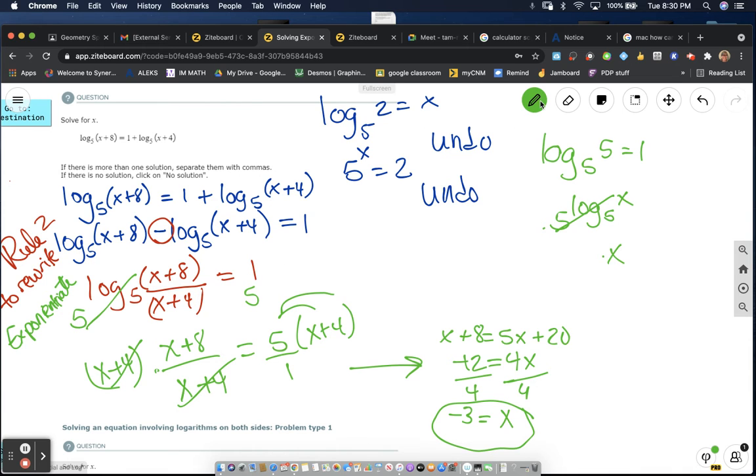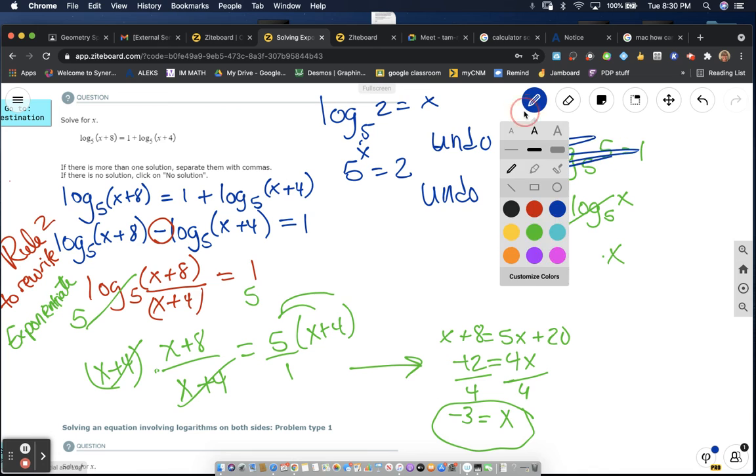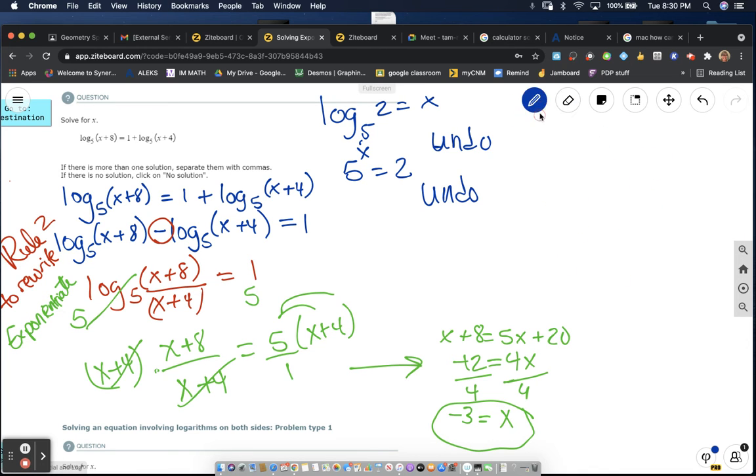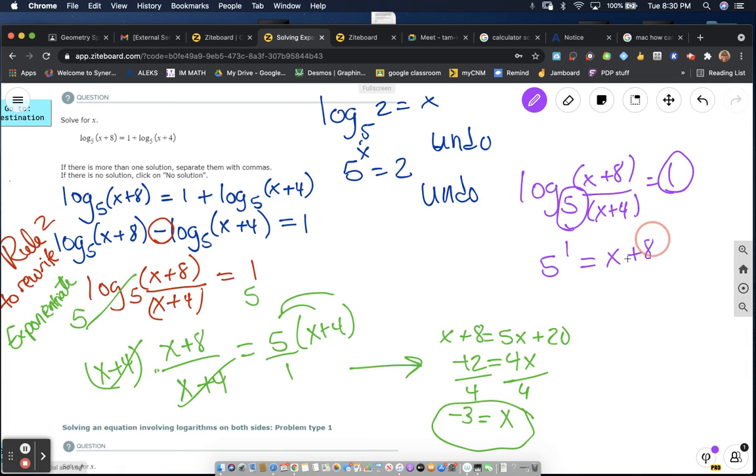I also want to show you something else. If you remember your log rules, you can deal with this answer here. Log 5 of (x plus 8 over x plus 4) equals 1. You could just change this to exponential form. That's always available to you. Base 5 to the first power equals x plus 8 over x plus 4. Do you see it? You have a choice. This feels a little bit easier. I just change it to exponential form and I've got it. Remember that rule, log b of x.